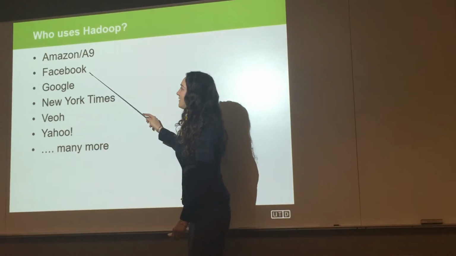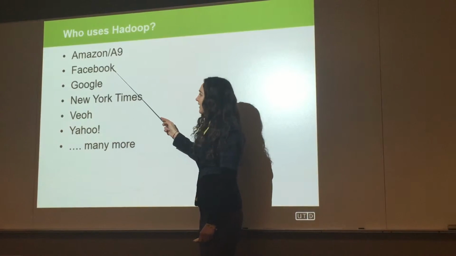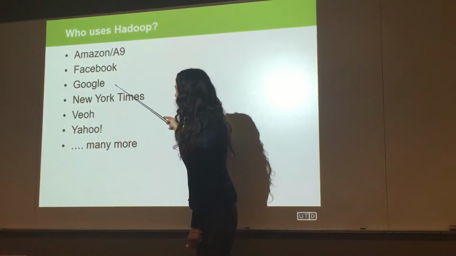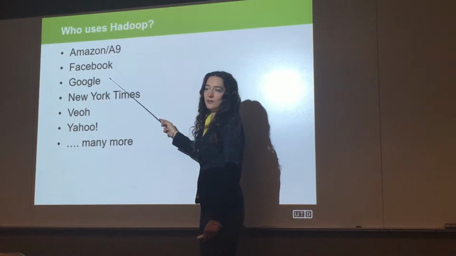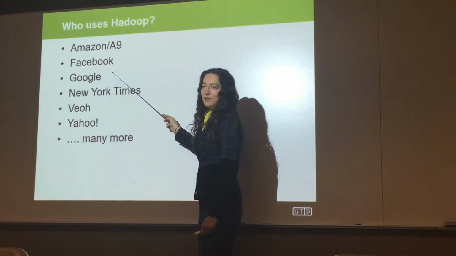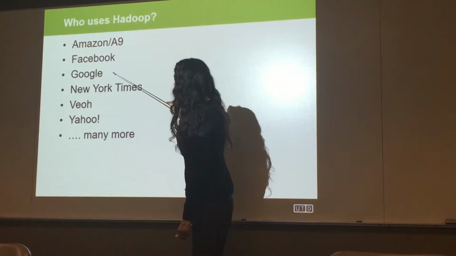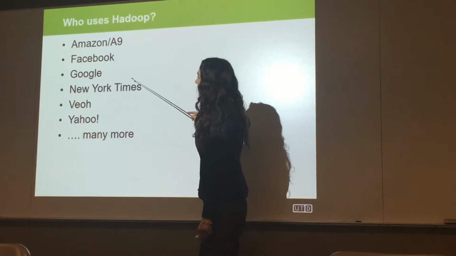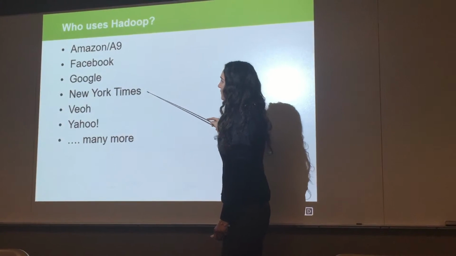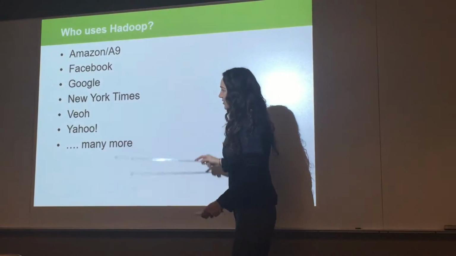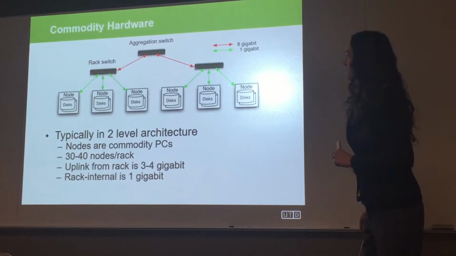Facebook has to use it because of the amounts of data that they have, and Google is also using it for searching the web and building its indexes and its page ranking. And then others like publishers, the New York Times, other search engines, and many more are using this system. So what does the system look like?